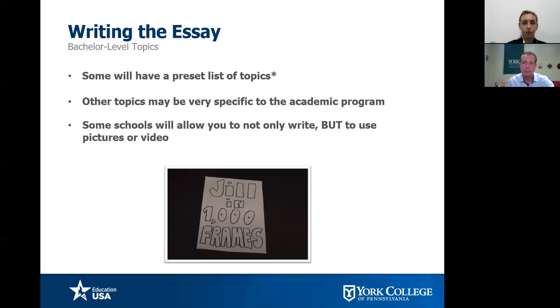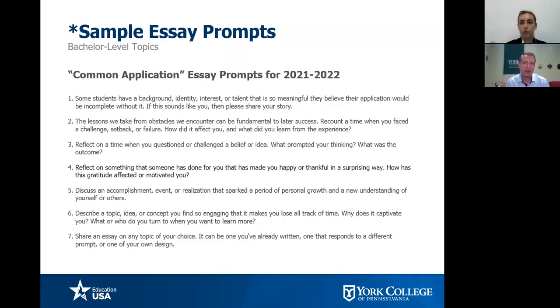Other times, they're going to be very specific with what they want you to write. So what might be some of those topics? Now, these are taken from what's called the Common Application. When you apply directly to a school, they may have their own topics. But these are the ones for this year for what's called the Common Application. If you're not familiar with the Common Application, it's one way to apply to a bunch of different schools with one application. And they will ask you to complete an essay. And these are the 7 topics.